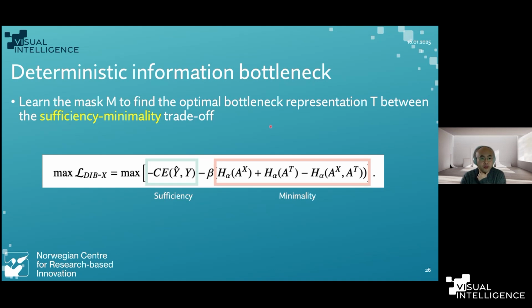And in this, we want to learn sufficiency and minimality. We want to learn a good bottleneck representation, which is controlled by the mask, which is our saliency map or explanation, using this sufficiency-minimality trade-off.